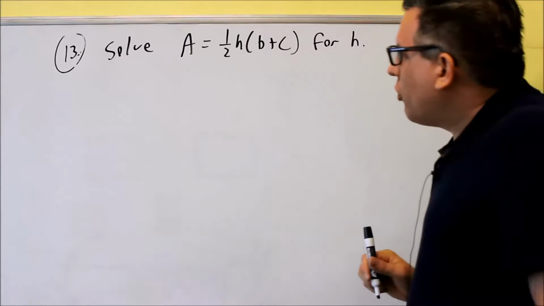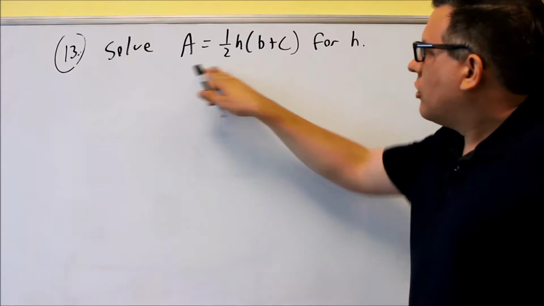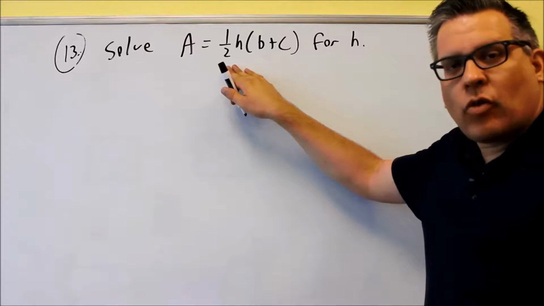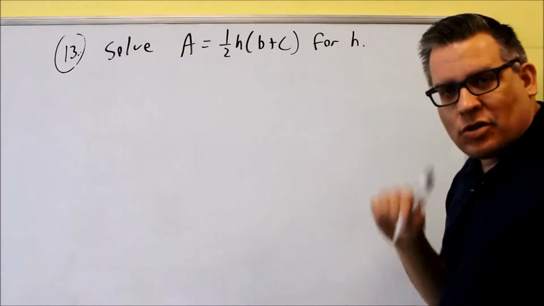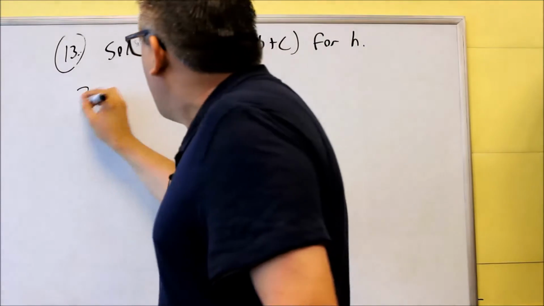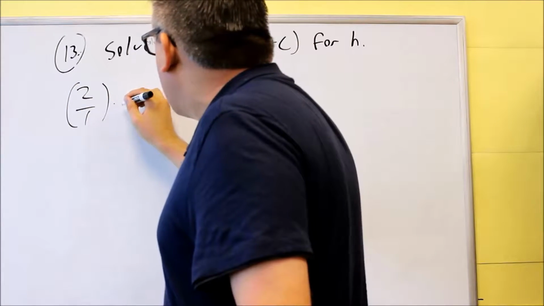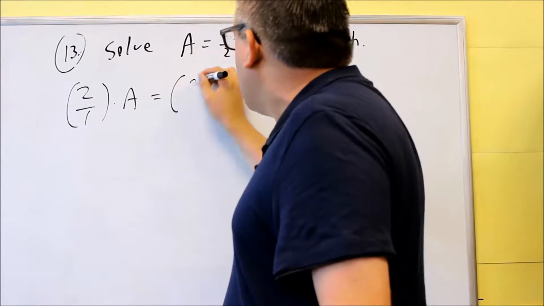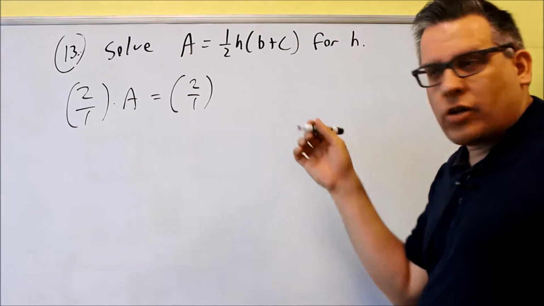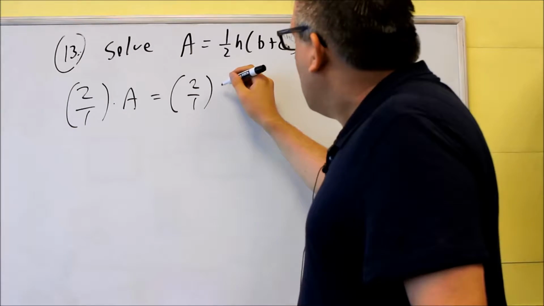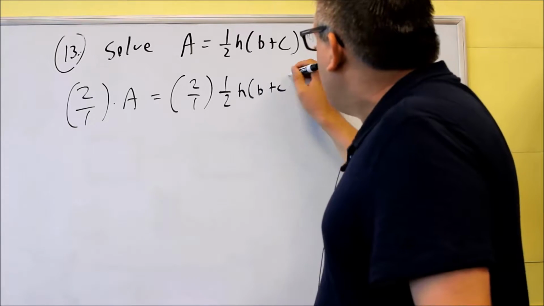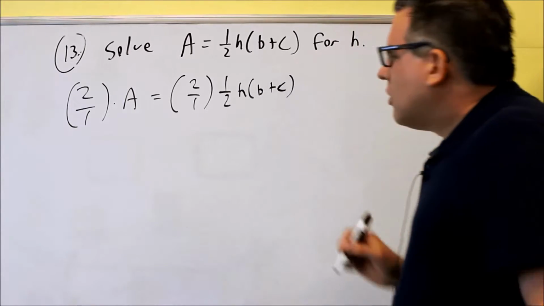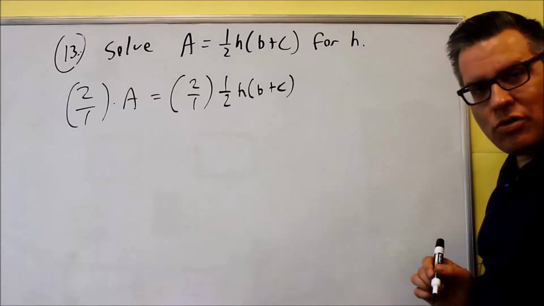So first of all, I want to clear out the fraction that I have. I have a 1/2 that's there. So what I'm going to do is multiply both sides by the common denominator, that same strategy we've been using for previous problems. So notice again, we're still using exactly the same techniques. We just have letters instead of numbers. So I have 1/2, and I have h here, and then b plus c. Okay, so I'm going to multiply both sides by 2 to start out with.